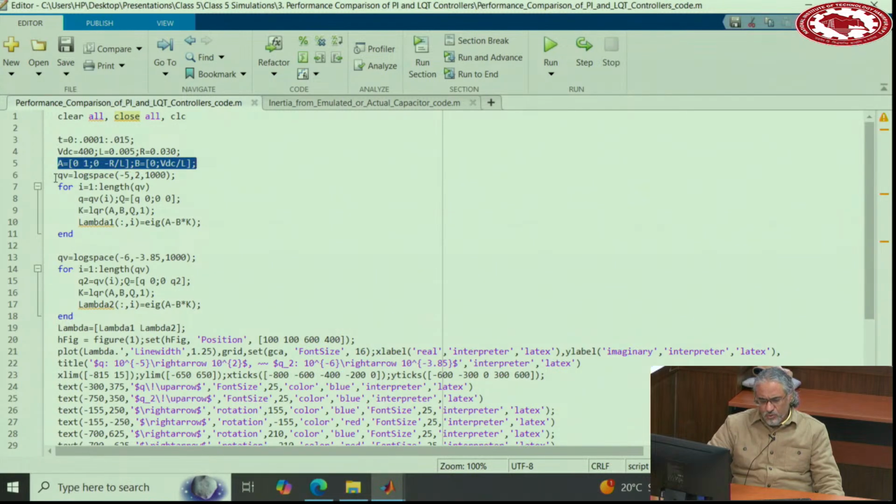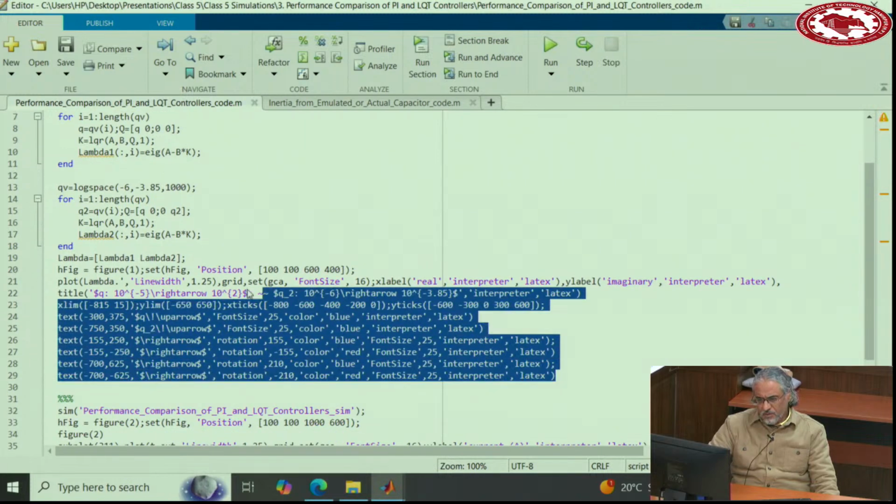And then you need to choose a range of Q that you want to change. So let's say 10 to the negative 5 all the way to 10 to the power of 2. And then for every value of Q, you form the matrix Q, and then you run the LQR, and then you look at the eigenvalues of A minus BK. And then do the other one for Q2, and then you can plot them.